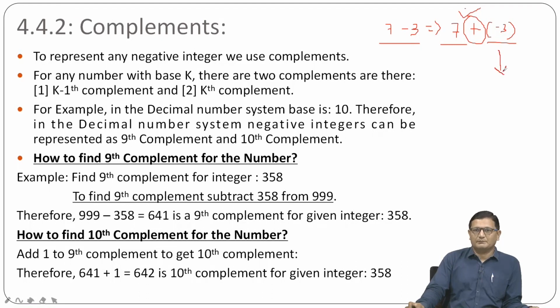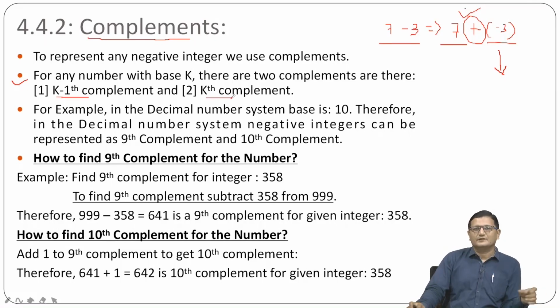So, the question is how we can represent these minus numbers. Obviously, to represent the minus number in the computer system, we are using complements, right. Now, how many types of complements are there? Suppose we talk about any number system whose base is k, there are two types of complements, the k minus 1th complement and the kth complement, right.